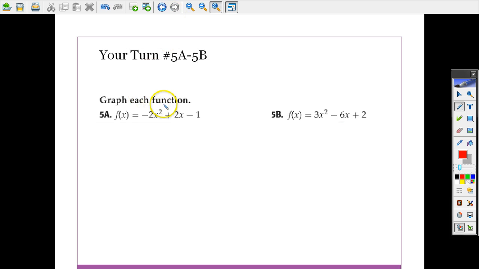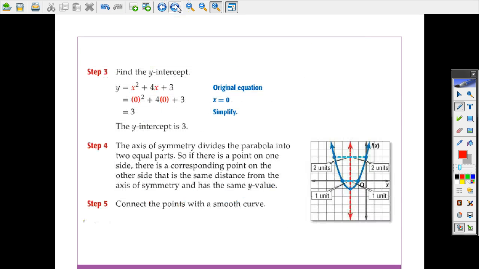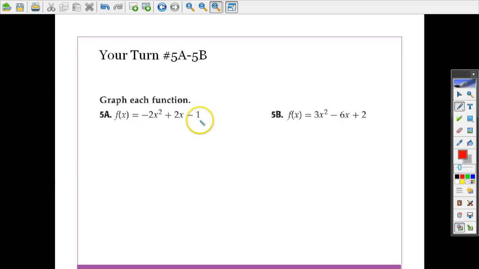Okay, so here's your turn, and it's the last. I apologize. It's supposed to be a long lesson, but it is an important one. So go ahead and do 5A and 5B. There are 2 graphs that you need to do here. So go ahead and do that. If you need to, go back to these steps. There's step 1, 2, 3, 4, 5, and it's also in your textbook if you need it.